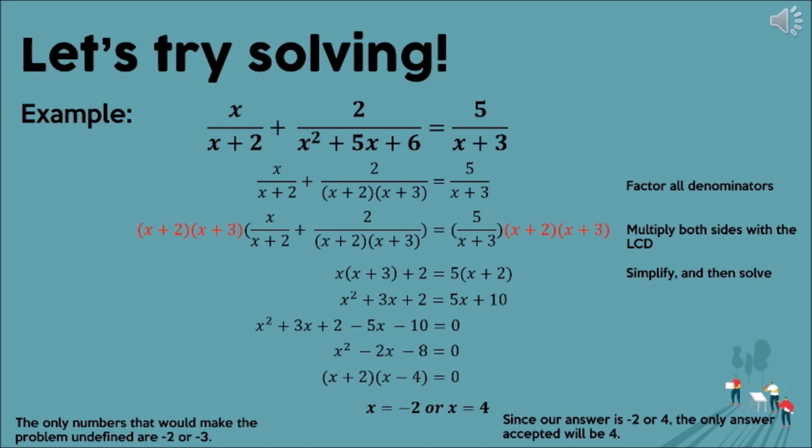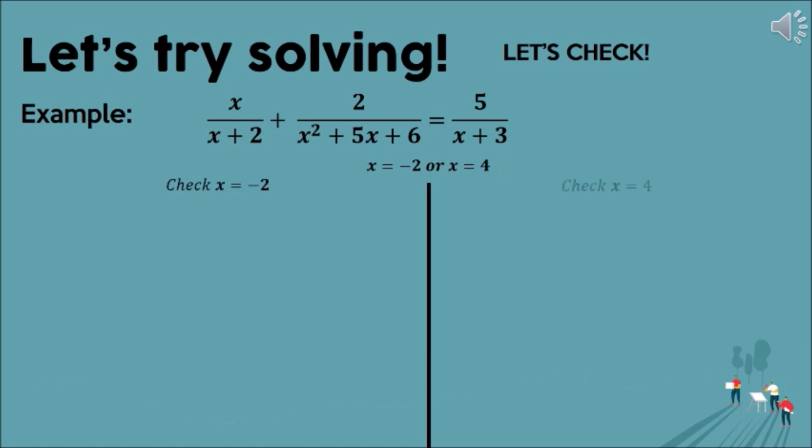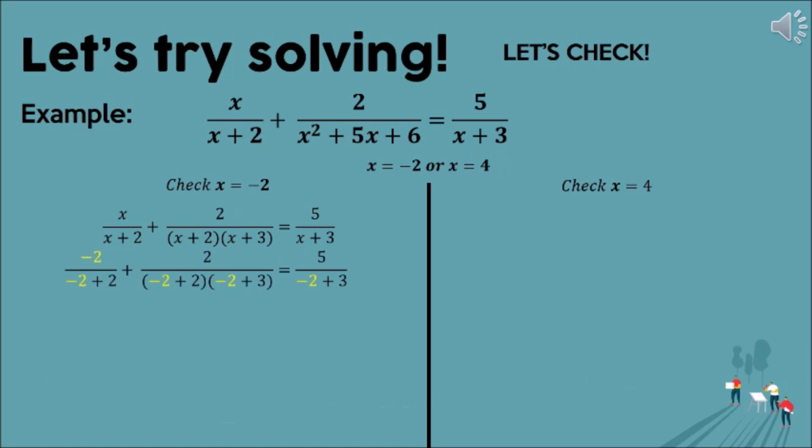Now let's find out and check the difference. Now let's see why and how negative 2 will make our example undefined. Substitute negative 2 to our problem, we will have this. Now simplify. When we simplify, two terms have denominators that are 0, which automatically makes negative 2 not a solution for this problem. Now let's substitute 4 to our equation.